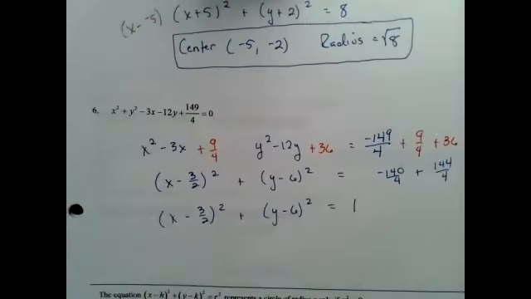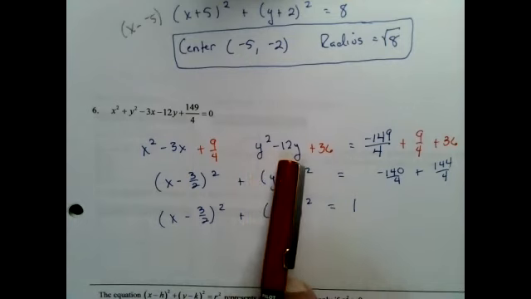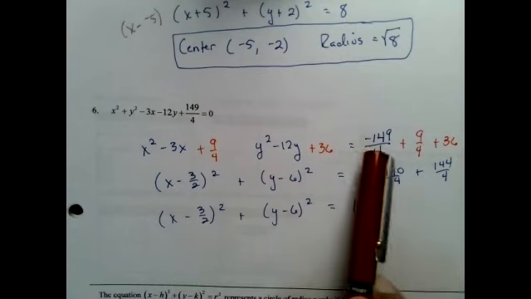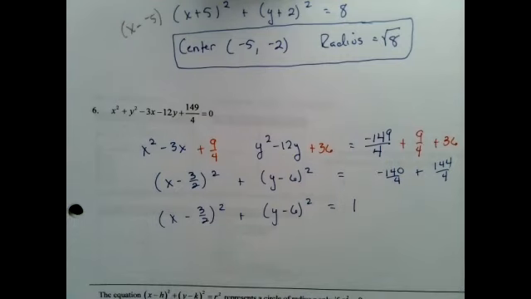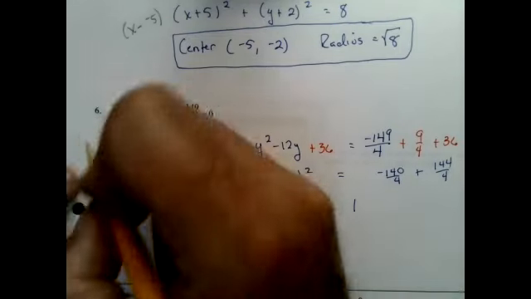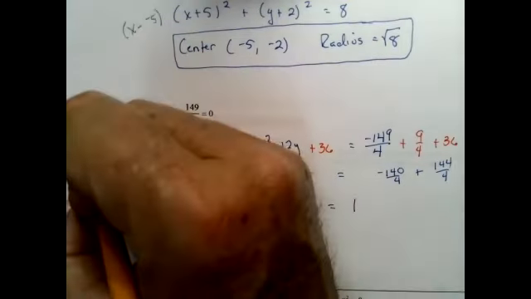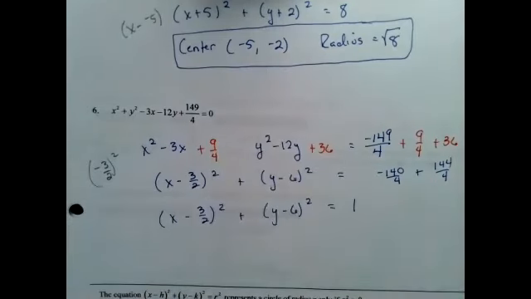Number 6. I don't think you got a chance to look at it, but if you want to follow along, I got my x terms together, x squared and negative 3x. I did the y terms, y squared and negative 12y. And I sent that bad boy over there. Half of negative 3 is negative 3 halves. And when I squared that, I got 9/4. I'm not afraid of a fraction. Bring them on.